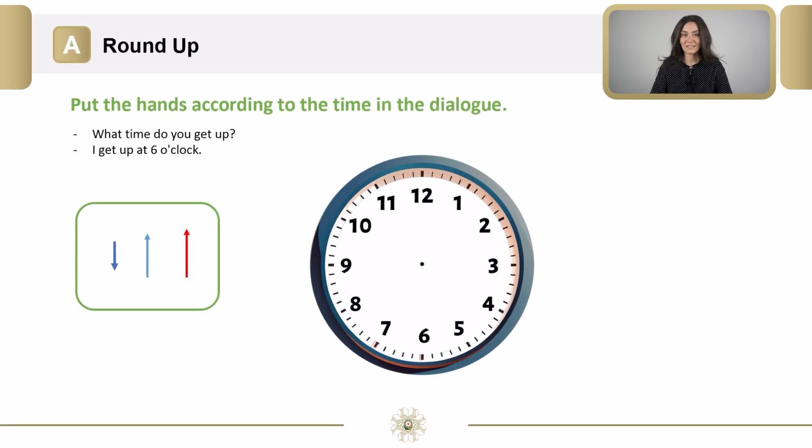Before we start this activity, let's revise the analog clock. Do you remember we said that the analog clocks have 3 hands: hour hand, minute hand, and second hand. In this activity, you should put the hands according to the time in the dialogue. Pause the video, complete the activity, and then let's check it.